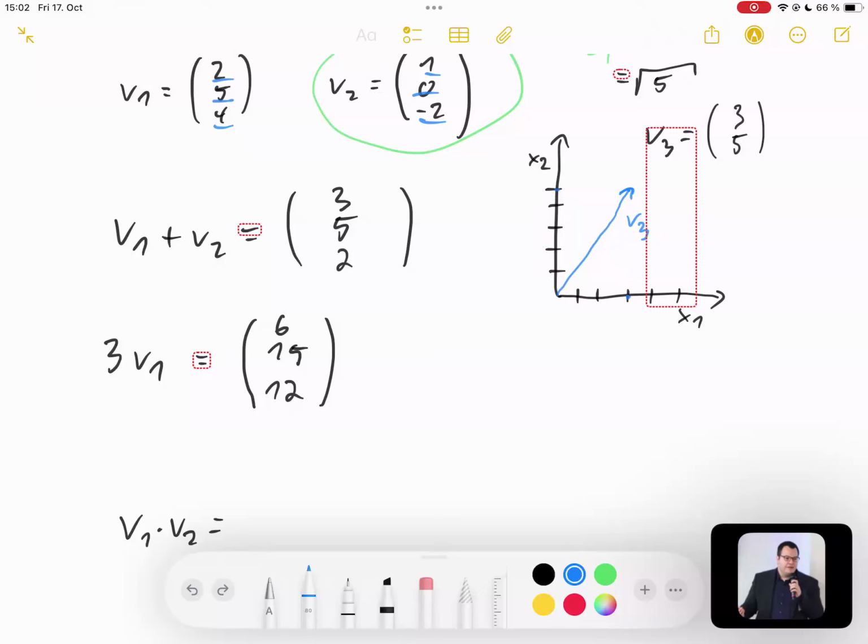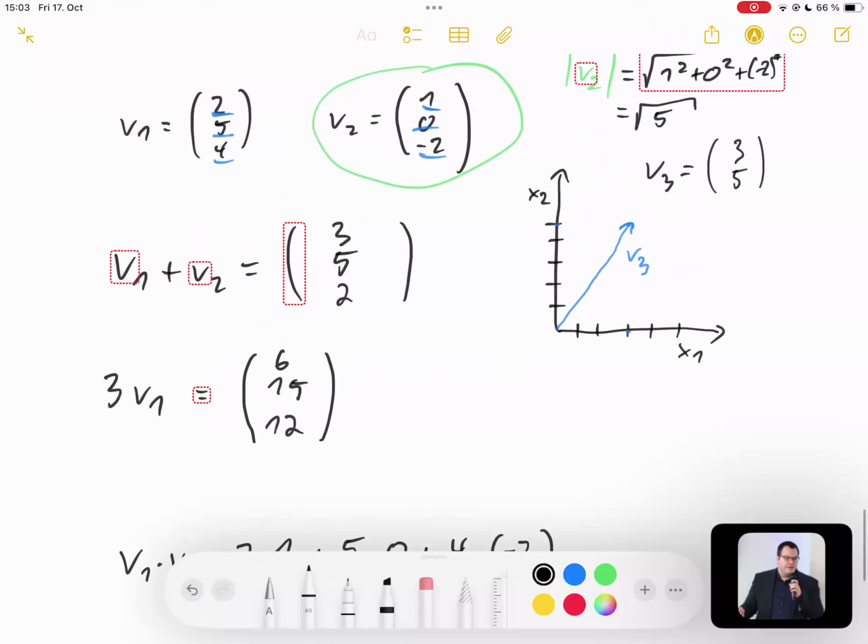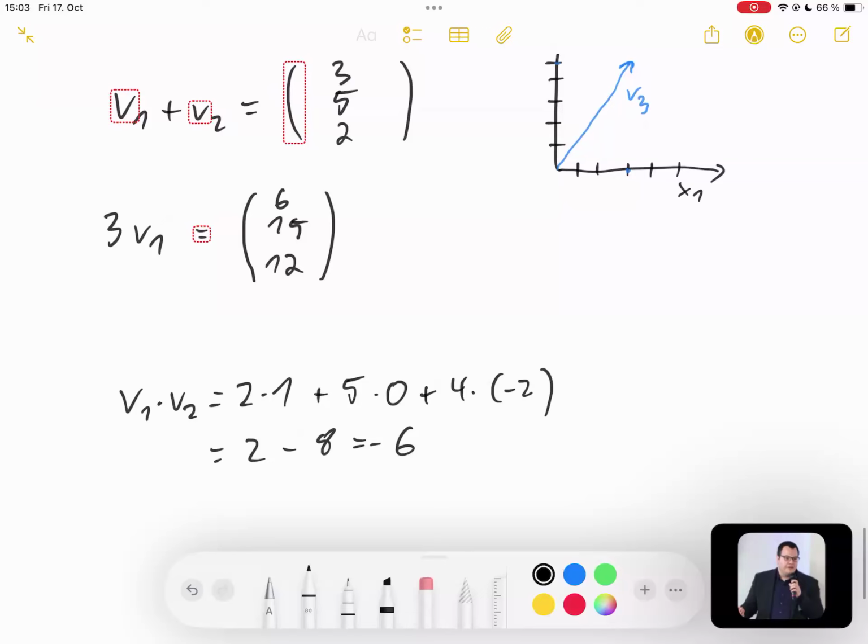So it's 2 times 1 plus 5 times 0 plus 4 times minus 2. So it's 2 minus 8, so should be minus 6. So we just element-wise multiply these entries, and then we sum these products and we get one scalar number. So this is the scalar product.